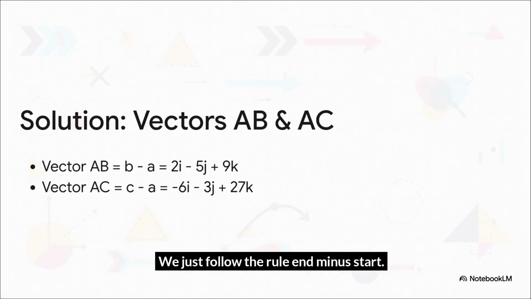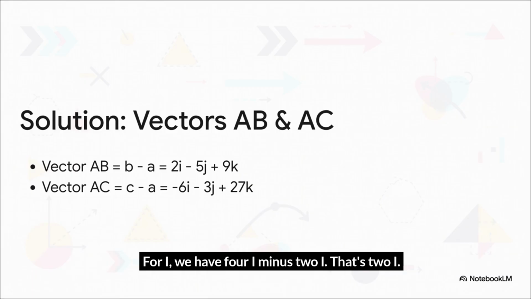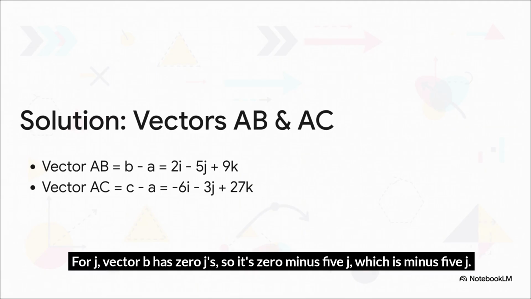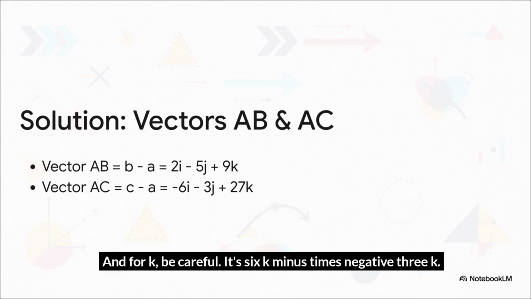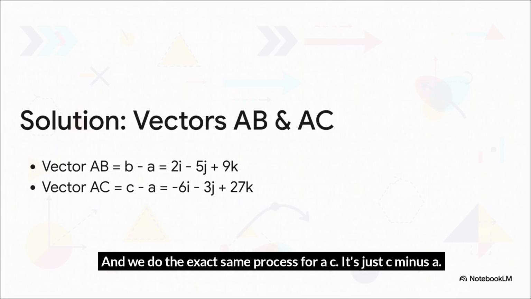We just follow the rule end minus start. For the vector AB, it's going to be vector B minus vector A. Let's do it component by component. For i, we have 4i minus 2i. That's 2i. For j, vector B has 0 j's, so it's 0 minus 5j, which is minus 5j. And for k, be careful, it's 6k minus negative 3k. That double negative flips to a plus, giving us 9k. And we do the exact same process for AC. It's just C minus A.